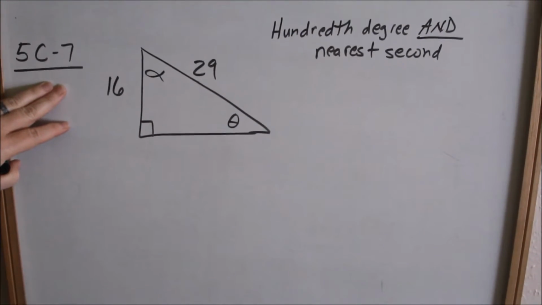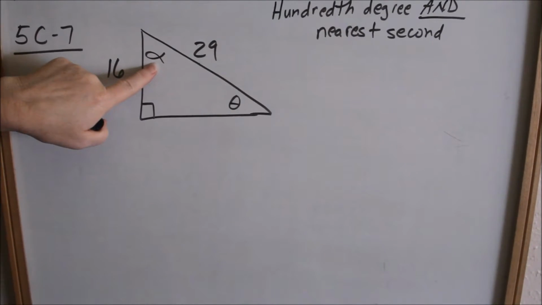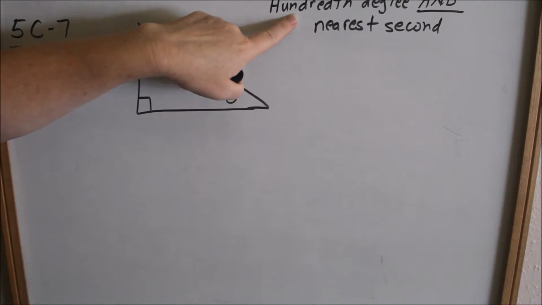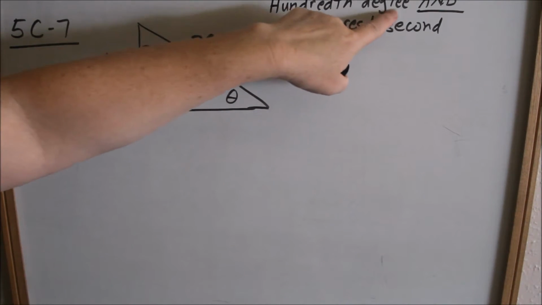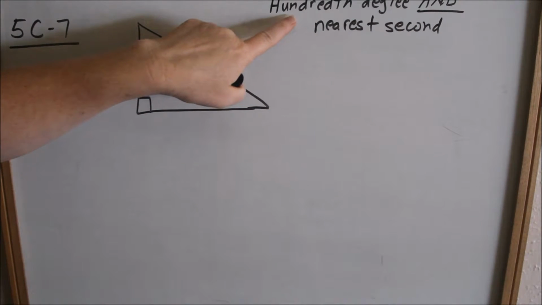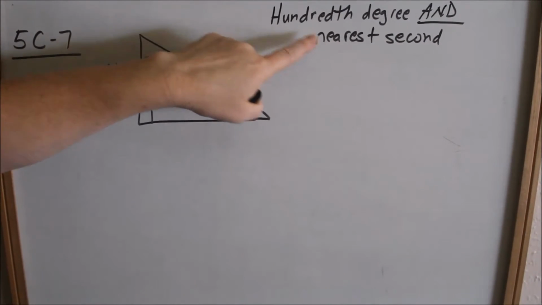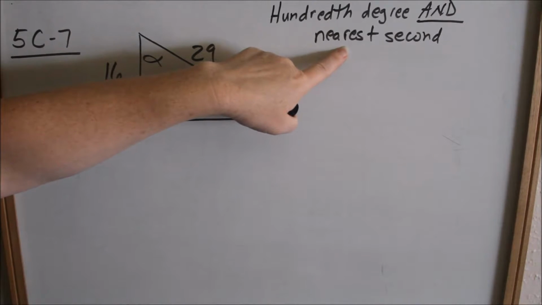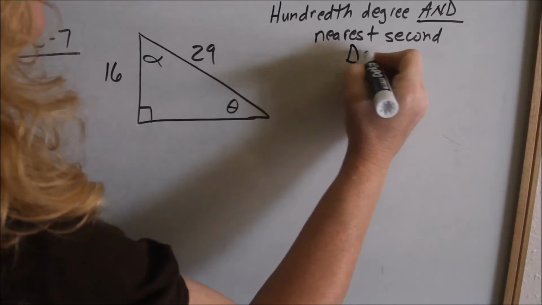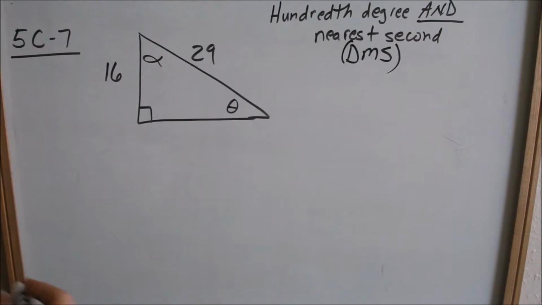Okay, so now we're going to be doing 5C number 7, and the instructions are here. They want you to find the unknown angles, alpha and theta, to the nearest 100th degree and the nearest second. In other words, they want the angles in decimal to the nearest 100th place, and they want the angles in degrees, minutes, seconds to the nearest second. So anytime you see this to the nearest second, that means degrees, minutes, seconds. So you need to put it in decimal and degrees, minutes, seconds.